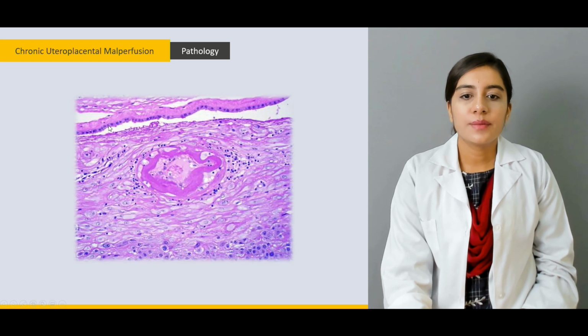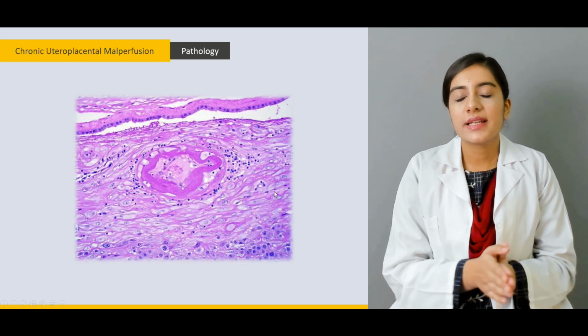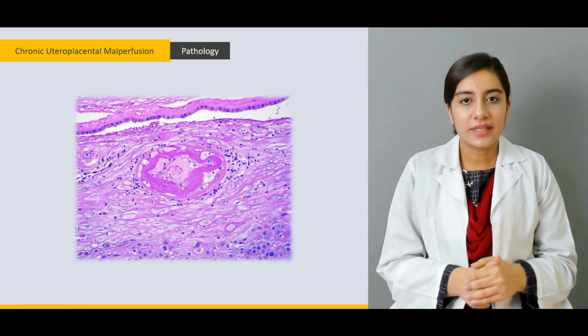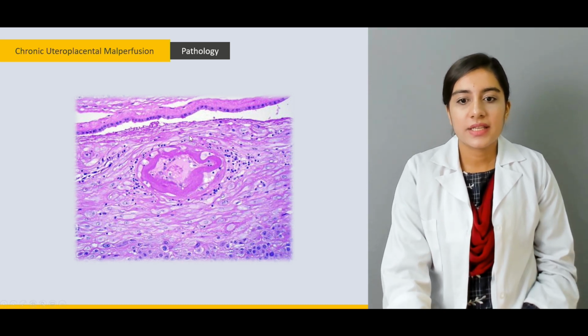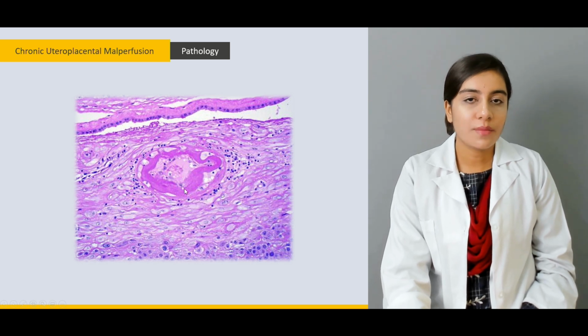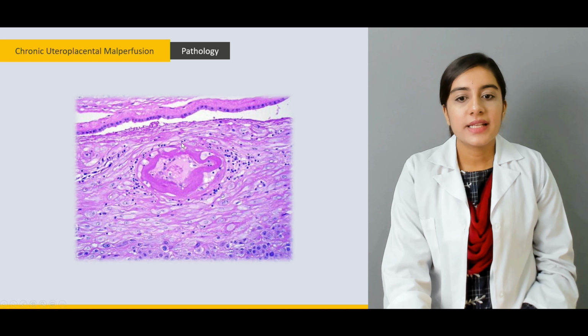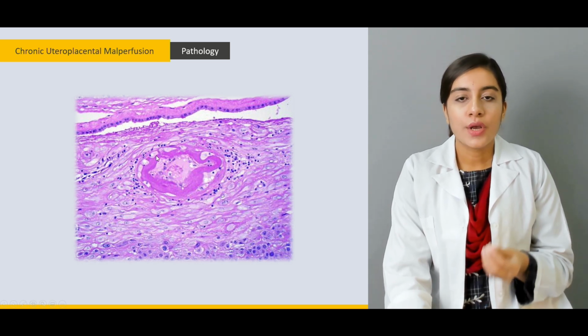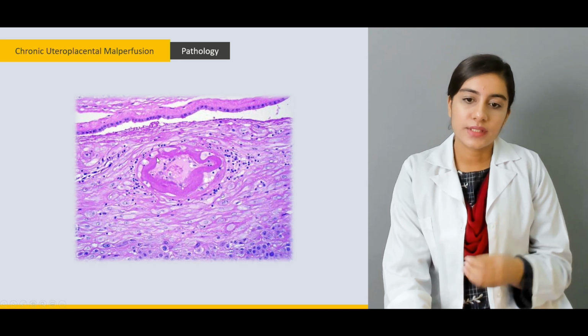Okay, now looking at the pathology. This slide is showing us a cross-sectional area from the placenta, and this is a vessel inside the placenta. The lumen of the vessel is reduced because of the presence of thrombi and other cells inside this vessel, leading to malperfusion of the fetus and placenta.